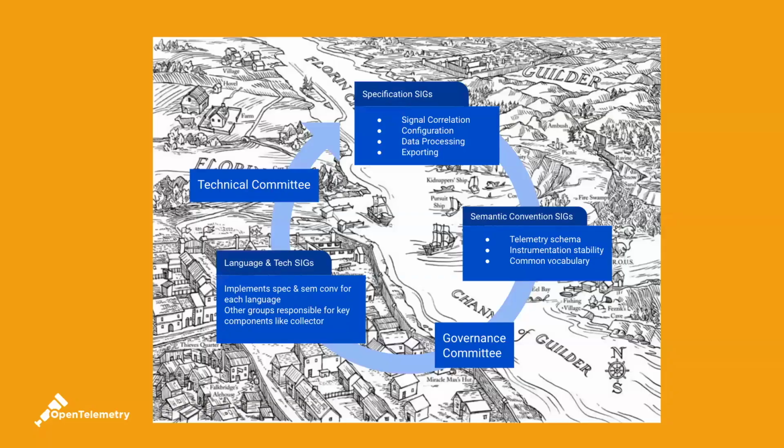And so I should have put this first, not gonna lie, but this is the overall map of how things work and how they connect. Basically, things start out in specification. They're responsible for standardizing how we correlate signals, configuration, data processing, exporting. It goes around to semantic conventions, where folks are responsible for defining vocabulary and specific components of OpenTelemetry.